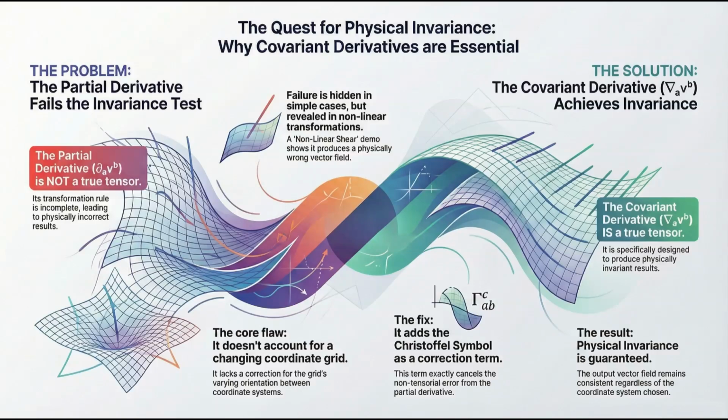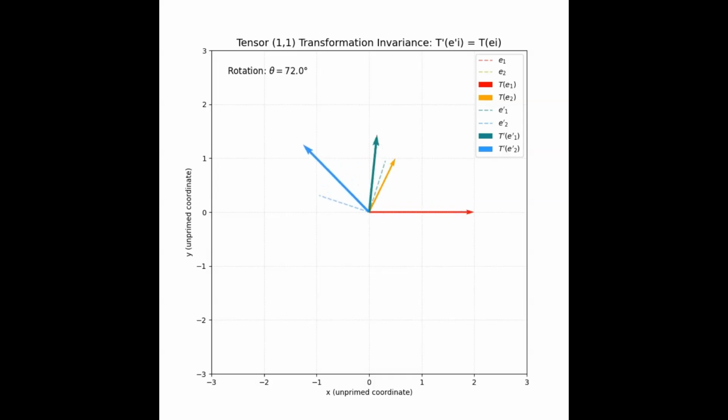This is the brief on covariant derivatives and physical invariance. So let's talk about the covariant derivative. It's this really crucial mathematical tool that makes sure physical laws don't just break when you start looking at them through a weird, distorted lens, like a stretched or bent coordinate system. Okay, so why is this thing so important?